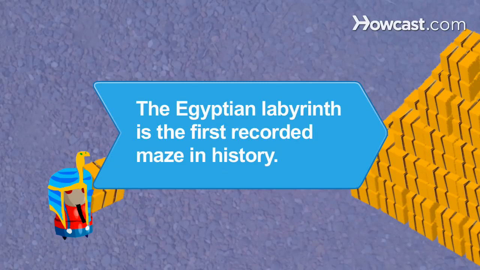Did you know? The Egyptian labyrinth is the first recorded maze in history, described by the Greek historian Herodotus in the 5th century BCE.